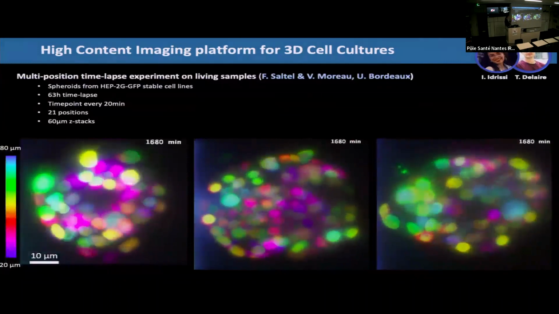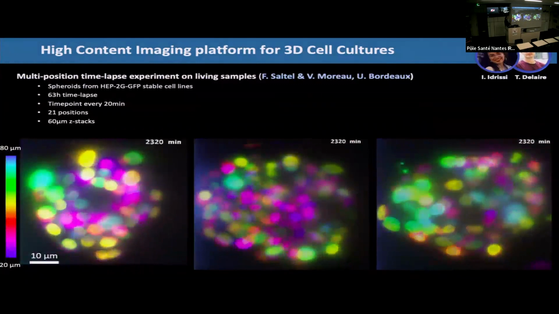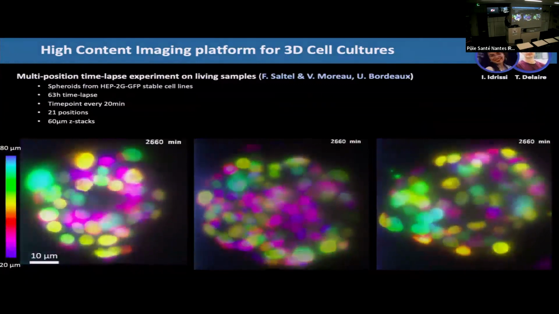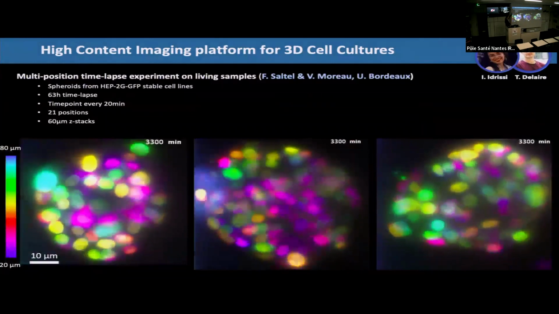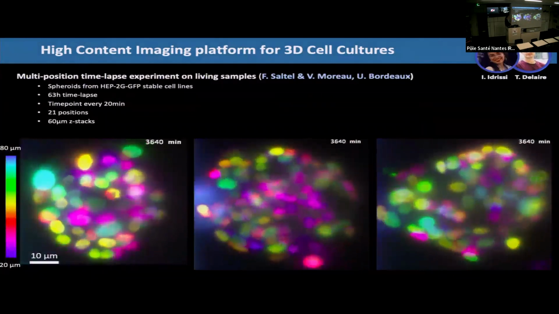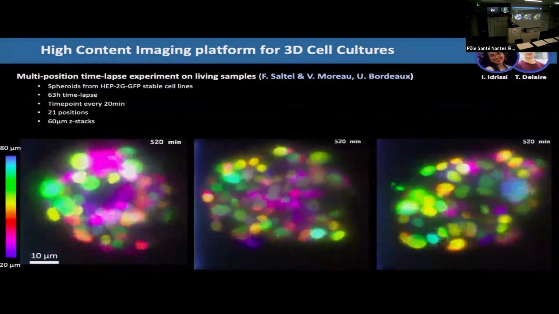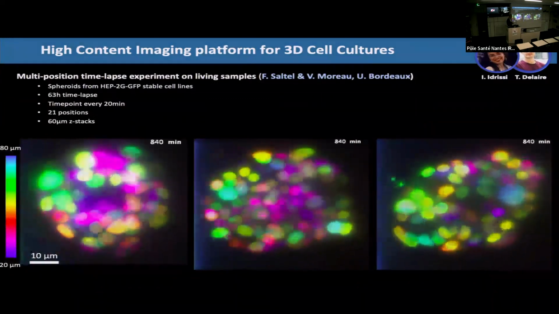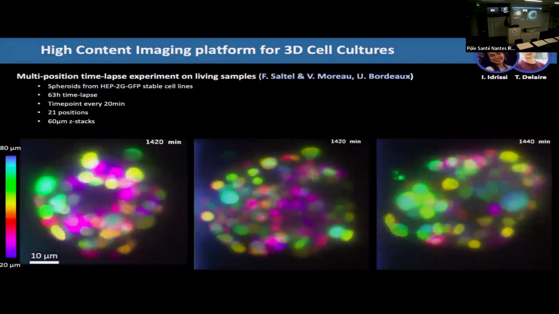FG2 stable cell line which expresses GFP, and here what you can see is that we could monitor the evolution of this 3D spheroid for several days, 20 positions every 20 minutes, without noticing any change, visualizing cells still divide, no obvious bleaching, and so that's really again just proof of concept.